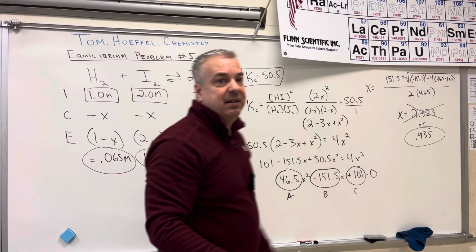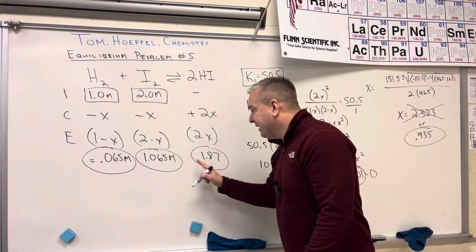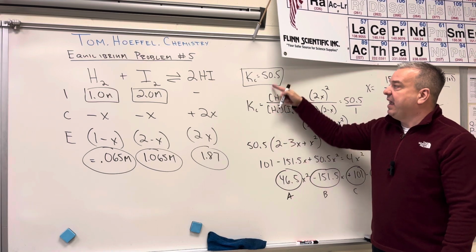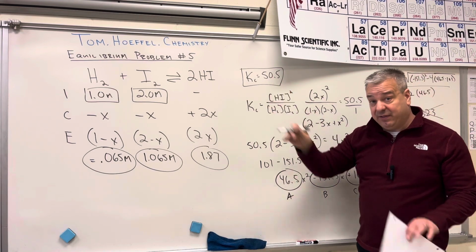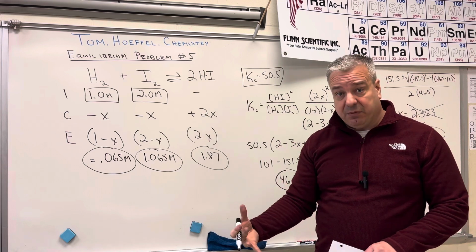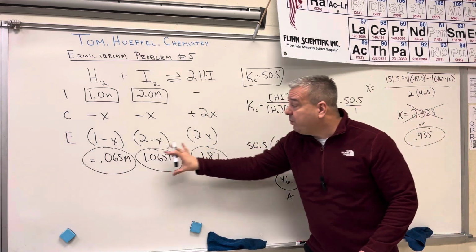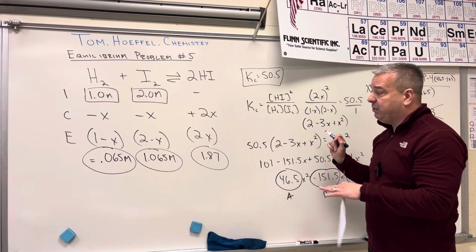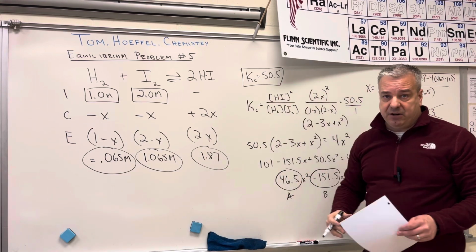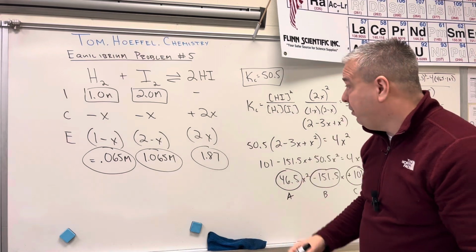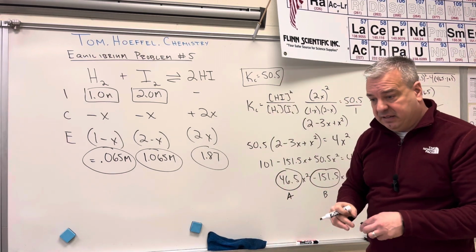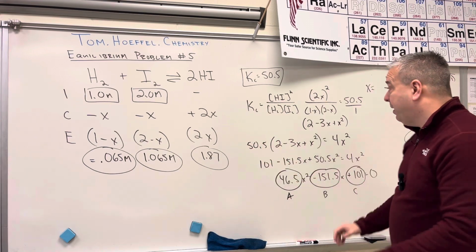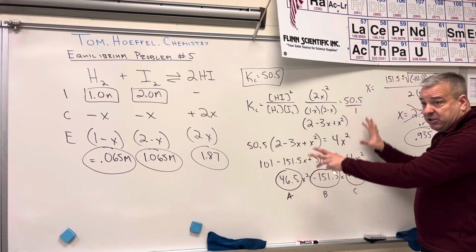And the way that I can double check my work is I can take each of these numbers and plug them into this expression, and it's going to equal 50.5. If it doesn't, that means you've done something wrong. So please, when you're done with the problem, plug it back into the equilibrium expression and double check to make sure that you have your K value equal to what the prompt is stating. Now, this type of problem is the hardest type of problem because it requires so much math.